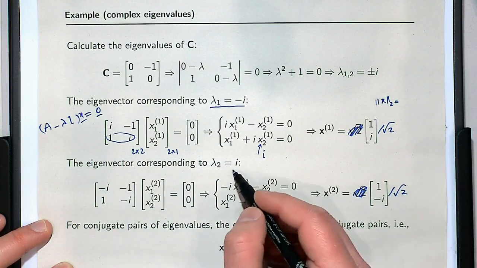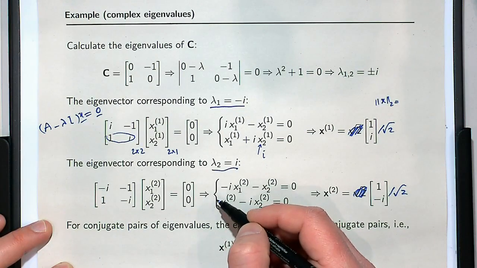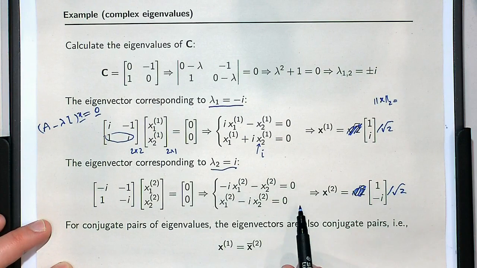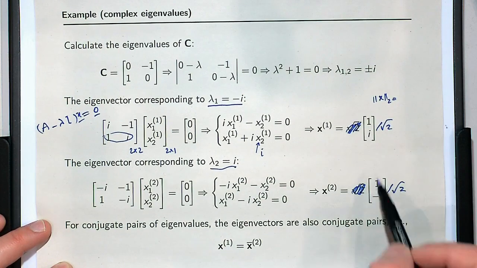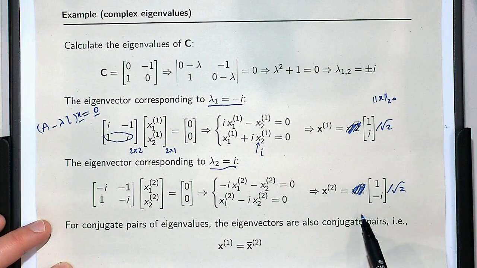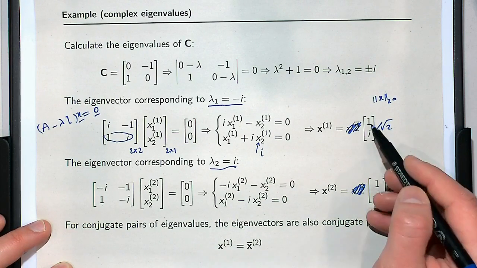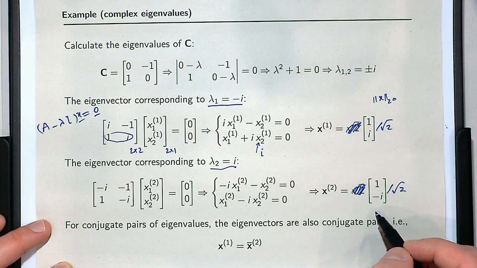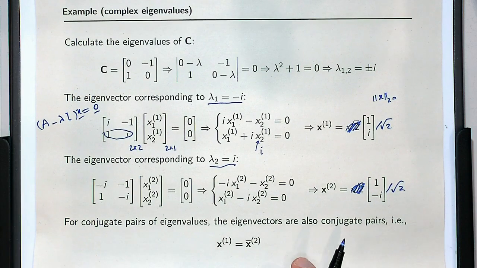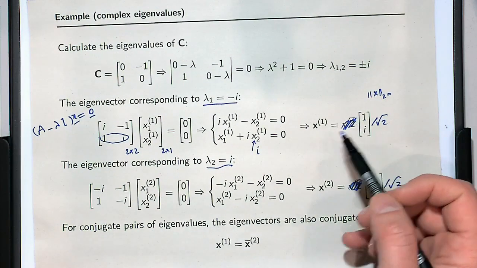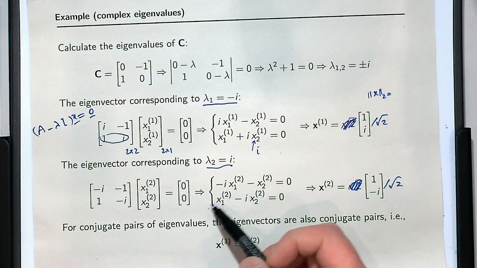The same thing happens if you plug in the second eigenvalue. If you look at the eigenvectors, it's very interesting to see that we have these two eigenvectors as conjugate pairs. So the conclusion is that when we have conjugate pairs of eigenvalues for a matrix, their corresponding eigenvectors are also conjugate pairs. So if you get this one, you don't need to calculate the other eigenvector. Just take the conjugate of that.